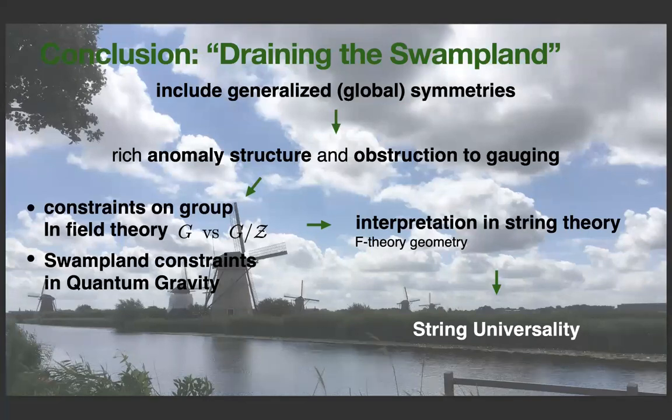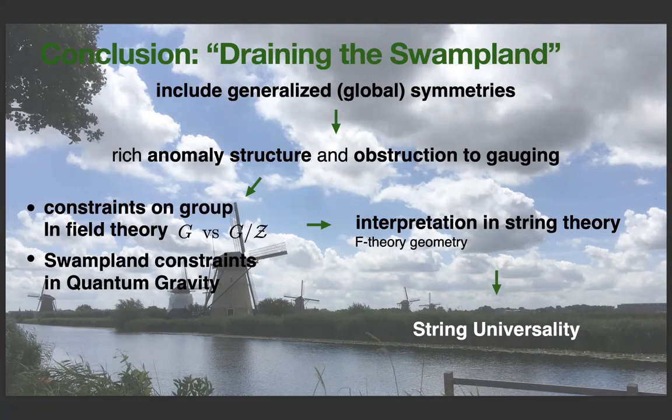But then we found the beautiful thing of relating that to an interpretation in string theory itself, in our case, the F-theory geometry on the compactification on K3. And this pushes us towards string universality. So even in field theory, we only encounter models that can be constructed from string theory, and even have a nice interplay of string geometry and generalized anomaly constraints, which is a beautiful thing.